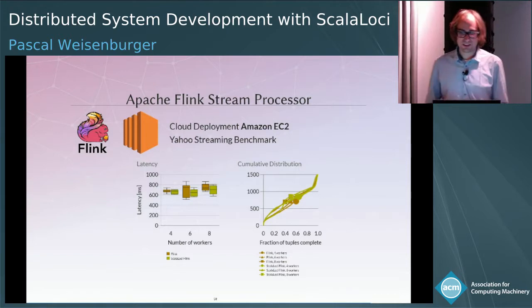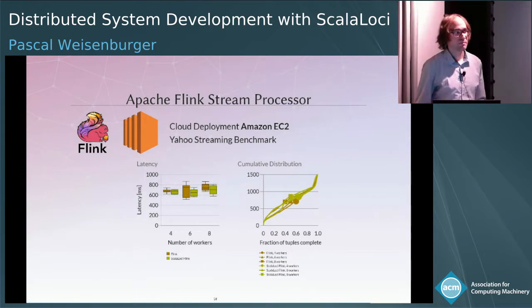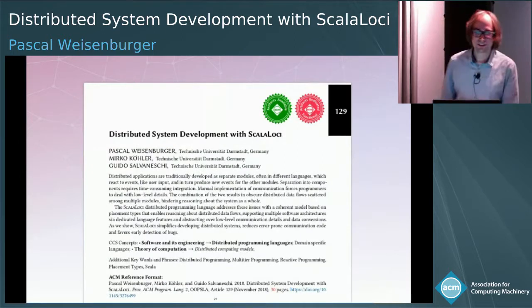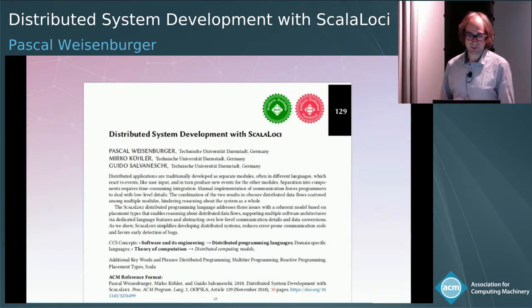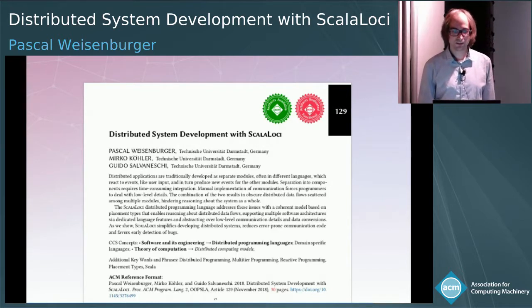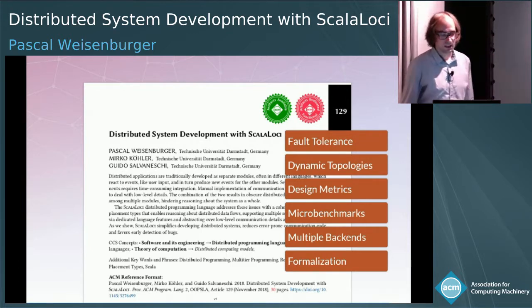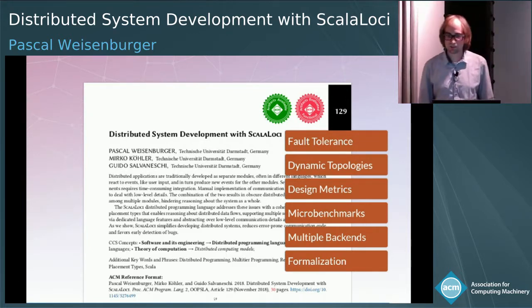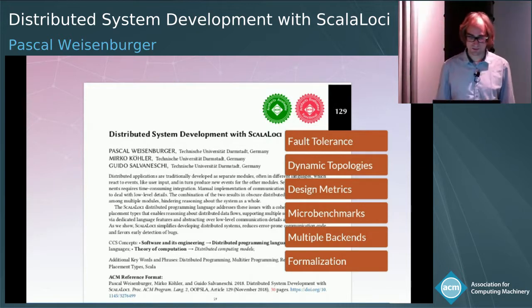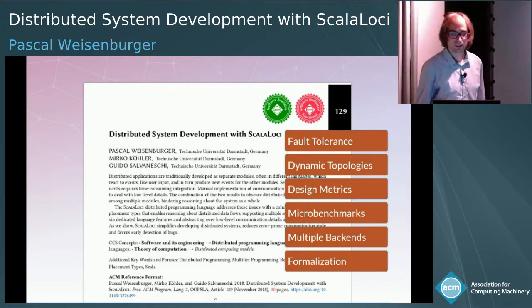What you can see here is that there is no real measurable performance impact for using our more high-level mechanisms for placement and communication. For further details, I invite you to read our paper. There's a bunch of interesting stuff in there that I did not talk about here. We show how fault tolerance can be achieved in our system, how we can deal with dynamic changes in the topology within the constraints of the architecture specification. We quantified the impact of ScalaLoci on the application design using code metrics, and we performed micro-benchmarks to evaluate the performance of our language implementation.